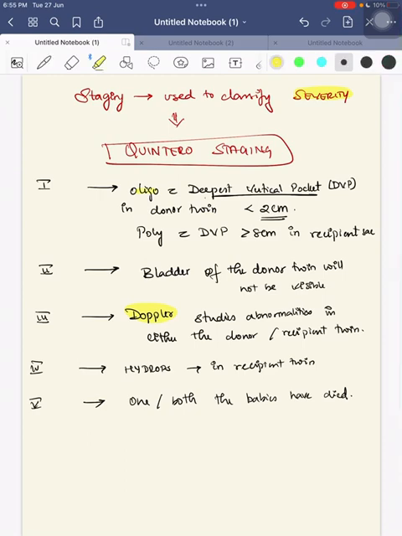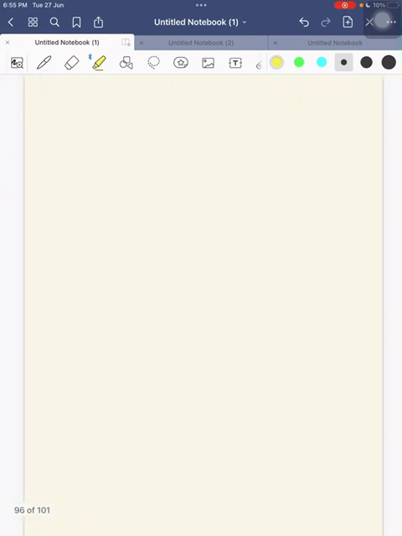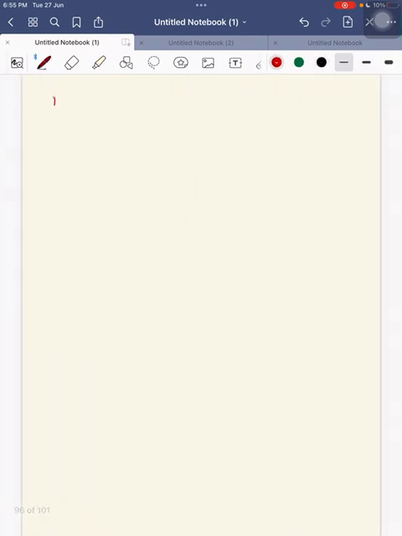Okay. So first is oligo and polyhydramnios. Second stage is the bladder of the donor twin will not be visible. Third stage, the Doppler abnormalities. In fourth stage, hydrops in the recipient twin. In the fifth stage, one or both of the twin babies have died. Now we will see the treatment for this twin-to-twin transfusion syndrome. Treatment will be the fetal treatment.